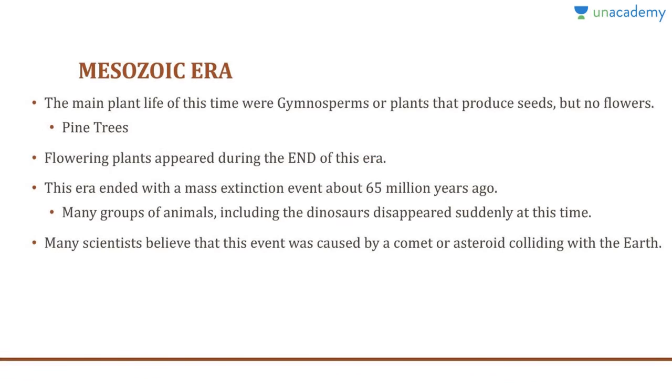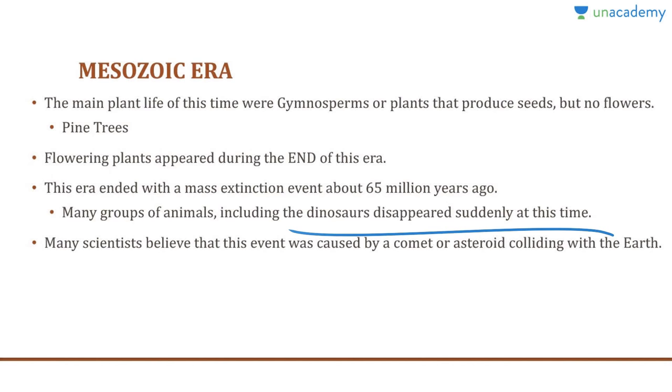Now, as far as the plant life is concerned, the main plant life of this time were gymnosperms, or plants that produce seeds but no flowers. Pine trees were prevailing during most of the Mesozoic era, although at the end of this era, flowering plants first appeared. This Mesozoic era is also said to have ended with a mass extinction event, as we discussed for the Paleozoic era. This mass extinction took place roughly about 65 million years ago, and that's when most of the dinosaurs disappeared and became extinct.